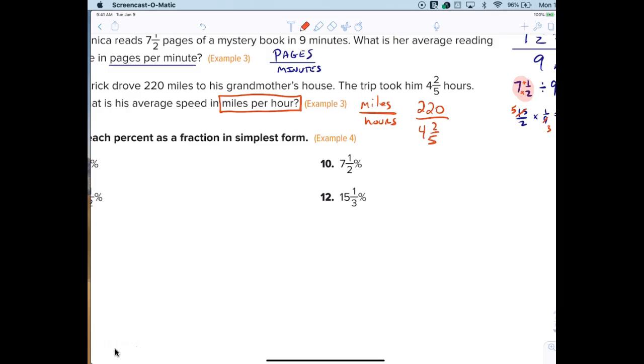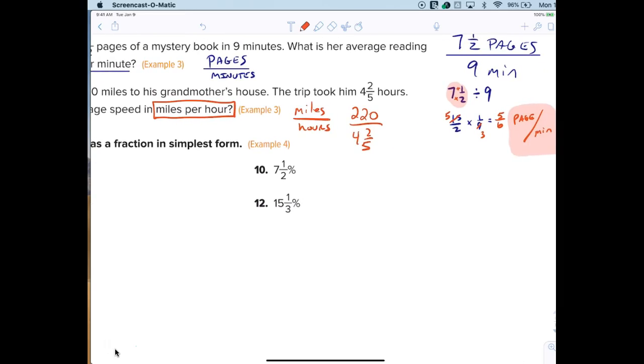All right. 220 divided by 4 2/5. Now I want you to use your calculator on this problem. Let you use your calculator. So do it for me, Ms. Cussell. Fifty what? Miles per hour. That's correct. 50 miles per hour.